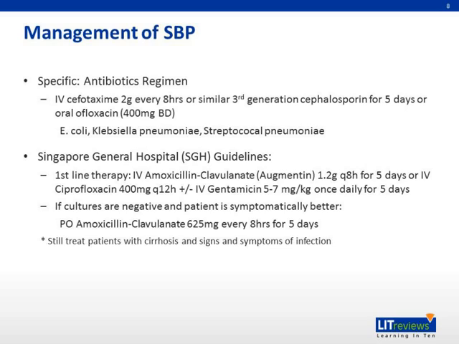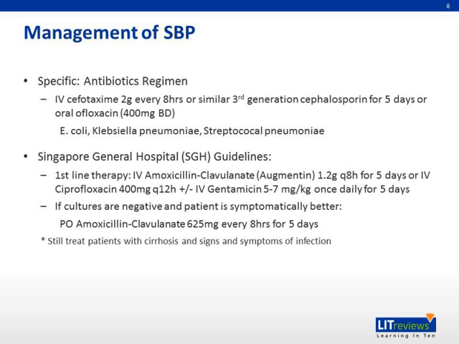Singapore General Hospital antibiotic guidelines recommend the following treatment regimen: IV Augmentin 1.2 grams every 8 hours for 5 days, or IV ciprofloxacin 400 mg every 12 hours with or without IV gentamicin 5 to 7 mg per kilogram once daily for 5 days. If cultures are negative and the patient is symptomatically better, this can be reduced to oral Augmentin 625 mg every 8 hours for 5 days.